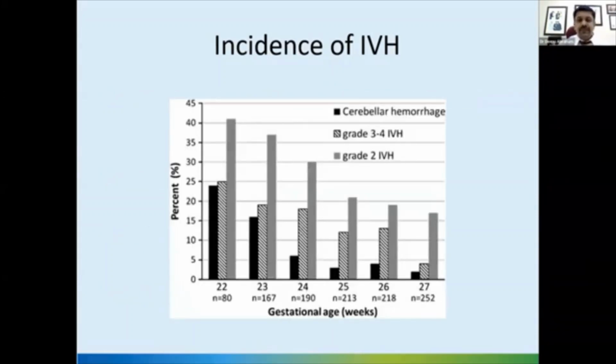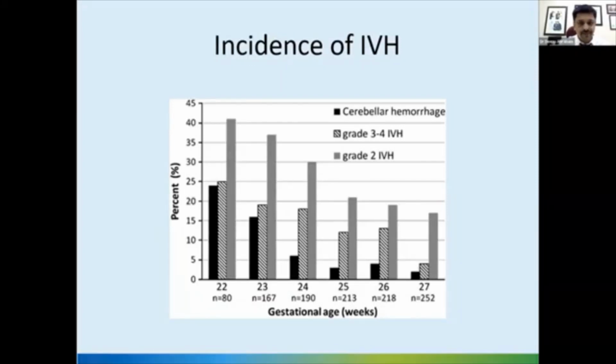This is again a graphic representation of the incidence based on the gestation. This is a center which actively resuscitates 22 weekers. If you look from 23 weeks, the gray one is the low-grade hemorrhage. At 23 weeks, around 1/3 of the babies have grade 2 IVH, whereas grade 3 to grade 4 IVH constitutes around 15%. But as expected, as each week passes by, the incidence of hemorrhage comes down.